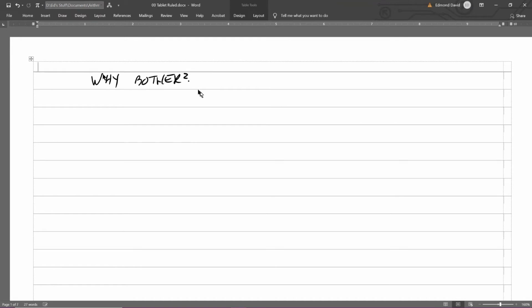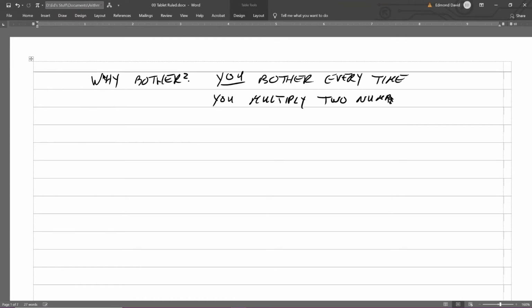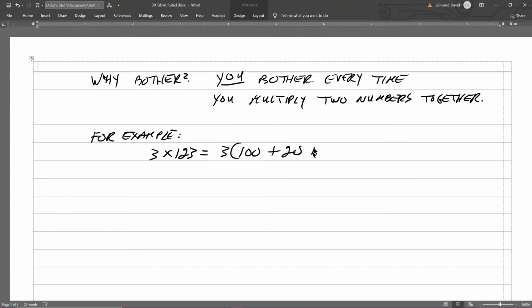Why bother with the distributive property? Well, you bother with it every time you multiply two numbers. For example, 3 times 123 equals 3 times the group 100 plus 20 plus 3 equals 3 times 100 plus 3 times 20 plus 3 times 3 equals 300 plus 60 plus 9 equals 369.